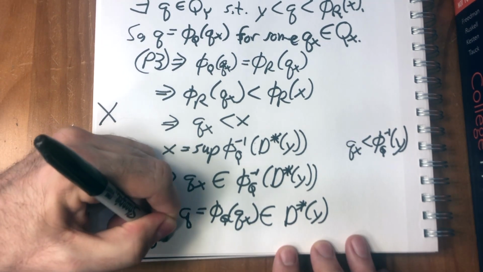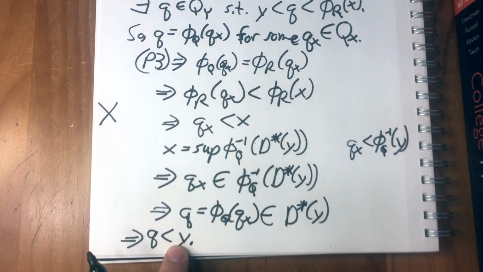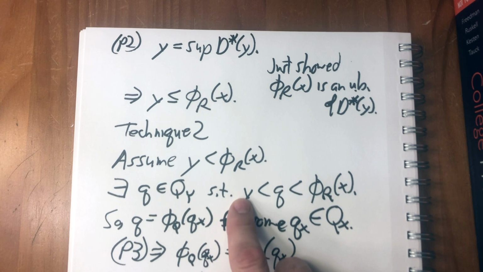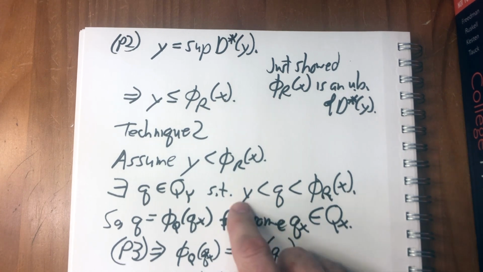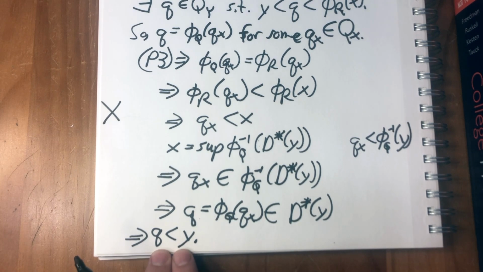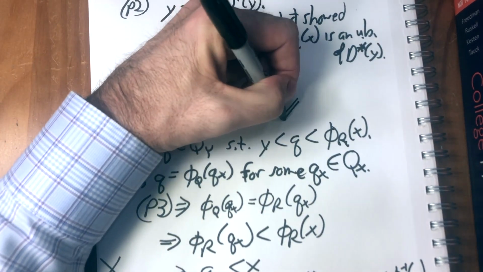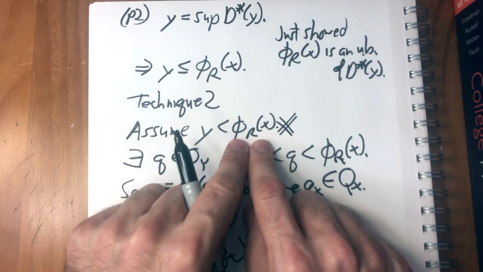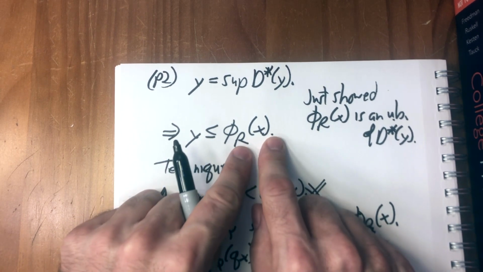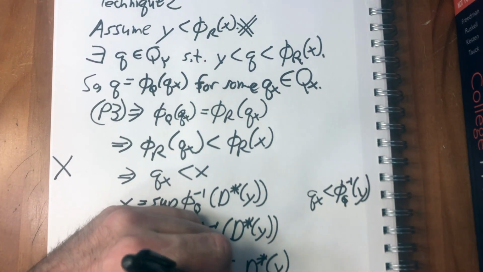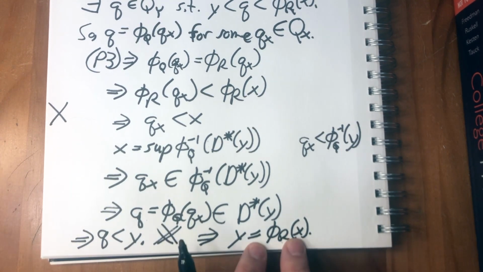Therefore, q is less than y, right? Because we just showed that q is an element of d star y. That means that q is less than y. But we defined q to be greater than y. We started by assuming that y is less than q. Starting with that assumption, we just came to the conclusion that q is less than y. That's a contradiction. That means that our assumption had to be wrong. That means that y is not less than phi r of q, which means that y is not less than phi r of x. That means that y equals phi r of x. So therefore, y equals phi r of x. And that is what we were trying to prove.